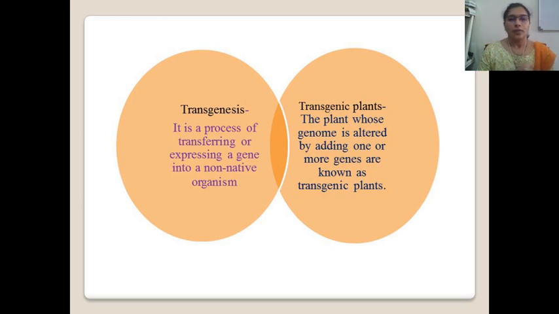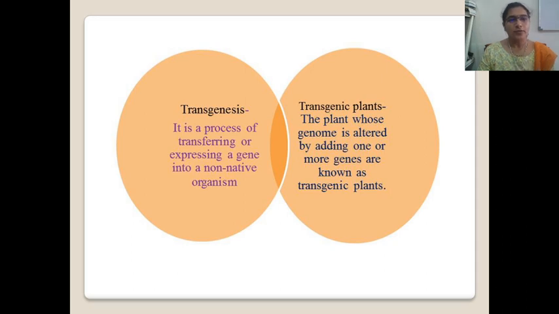Now, what is a transgenic plant? Transgenic plants are those plants whose genome is altered by adding one or more genes. The transgenic plants are also plants whose DNA is modified by using gene transfer techniques. The aim is to produce a new character in the plants which cannot occur naturally in that species.